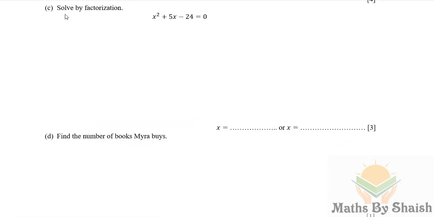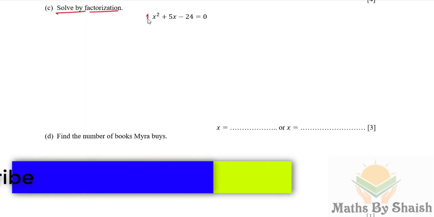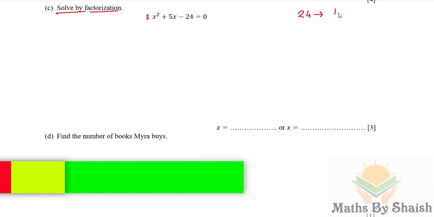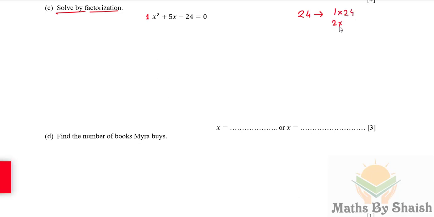And here's part C, solve by factorization. We can see the X square coefficient is 1, so we only need to take care of 24. If you find the pairs, it is 1 into 24, 2 into 12, 3 eights are 24, then 4 into 6, and then 6 into 4, 8 into 3, 12 into 2, and 24 into 1. These all are the pairs, and now we have to see the sign. This is minus, so we have to subtract a pair out of it to get plus 5.